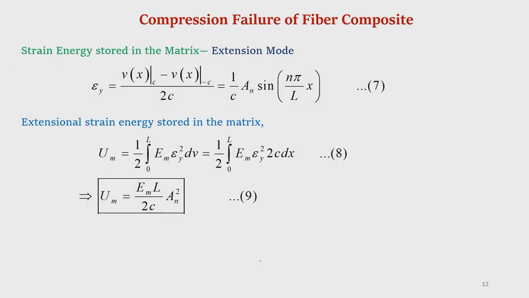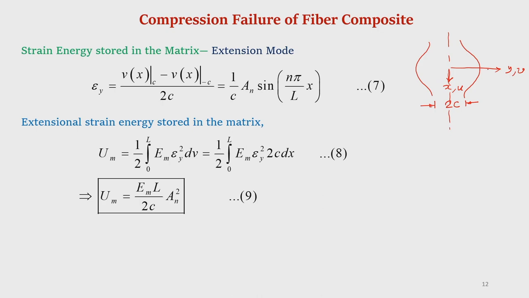Okay. So, let us find out one by one. Suppose we want to find out the strain energy stored in the matrix in extension mode. So, this is our x axis, this is y axis, and this distance is twice c. So, the strain along y, where the y component of displacement is v and x component is u, is nothing but v at c minus v at minus c divided by this distance twice c, by the definition of strain.